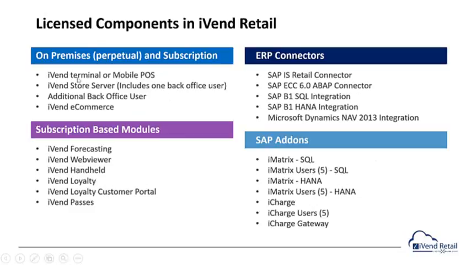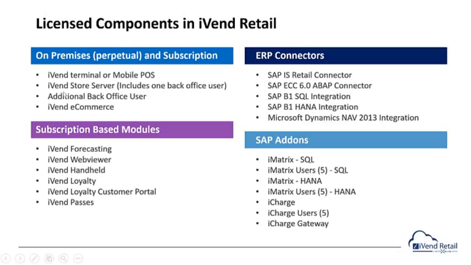iVend terminal point of sale and mobile point of sale are available not only on perpetual and subscription, but since the 6.4 release 2, the 6.4 R2 version that we had released, we have made these licenses interchangeable. Earlier, you could either license mobile point of sale or terminal point of sale, and you could never interchange them. Now we've extended this benefit to retailers by allowing them to interchange licenses between terminal point of sale and mobile point of sale. That's one very important thing to keep in mind.